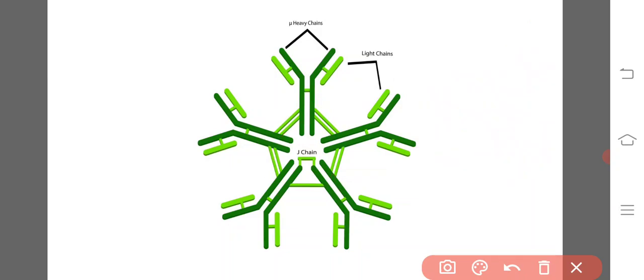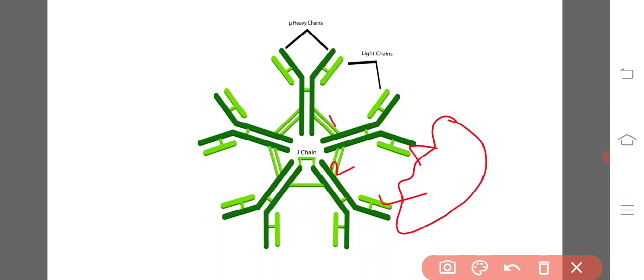But what happens practically? For example, this is the first antibody, this is the second antibody, let us assume. If any antigen which is very large is bound to the first antibody with its epitope, it may block the other antibody's Fab portion. Hence what happens? The valency of the antibody decreases.